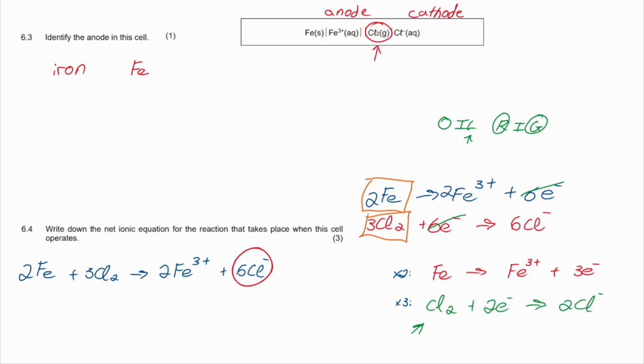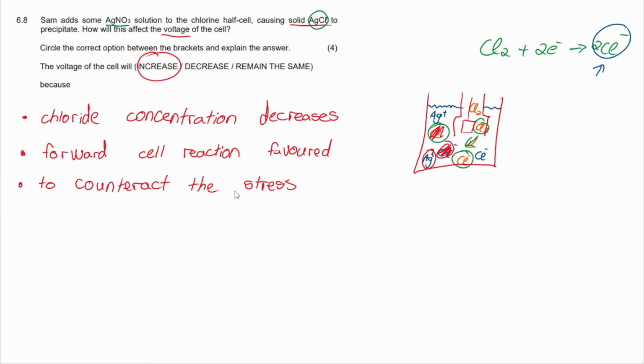So what happens is, if this concentration decreases, we know from Le Chatelier we're going to be trying to make more of those. So the forward reaction is going to be favored, and that means we're going to counteract that stress. But if the forward is favored, that means the voltage is going to increase, and vice versa. So have a look in your textbook or some other past papers and see if there are questions like this, because it's good to practice these questions.